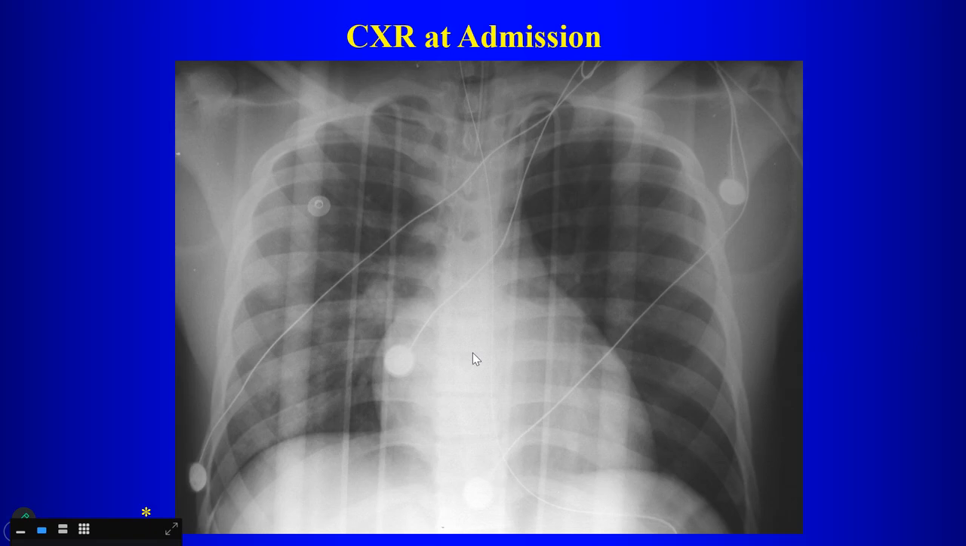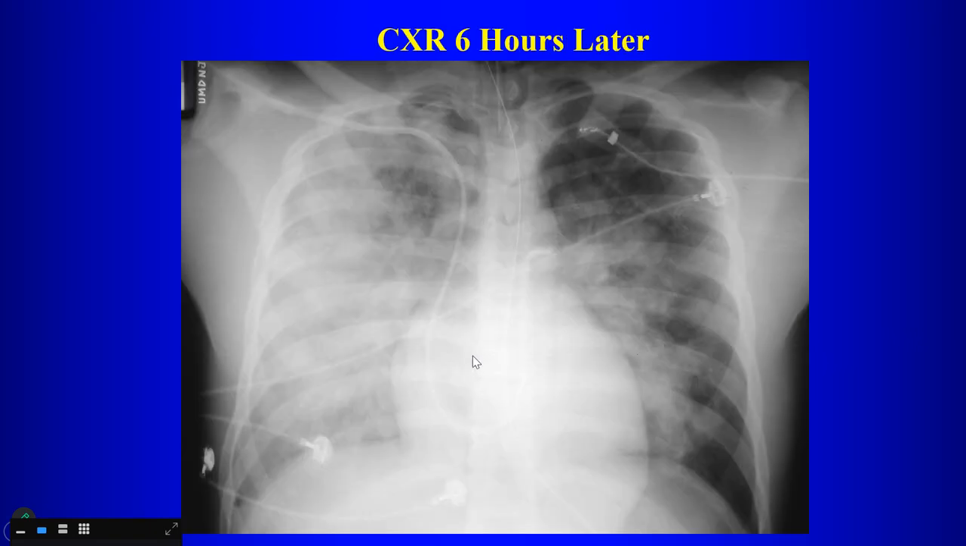This is the chest X-ray on admission. This is the chest X-ray 6 hours later. So we have the abrupt onset of bilateral consolidation, so we're thinking about pulmonary edema. There are 2 broad categories, cardiogenic versus non-cardiogenic. Here the heart is not enlarged. We don't see any pleural effusions or curly B lines. So we're thinking about non-cardiogenic pulmonary edema.